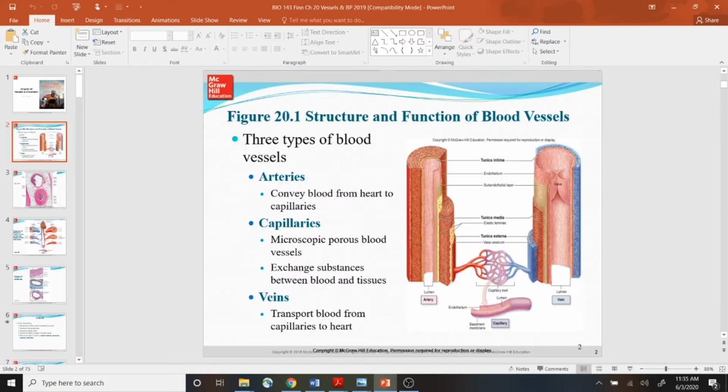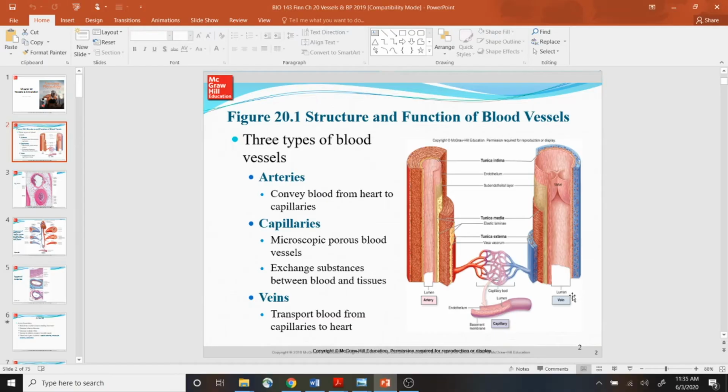So initially right off the bat in the chapter, I don't know if that's going to work. Yeah, I'd like to show it like this.